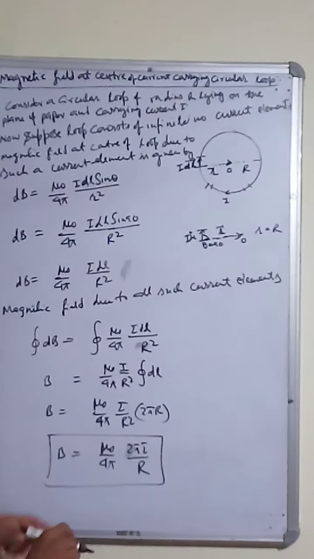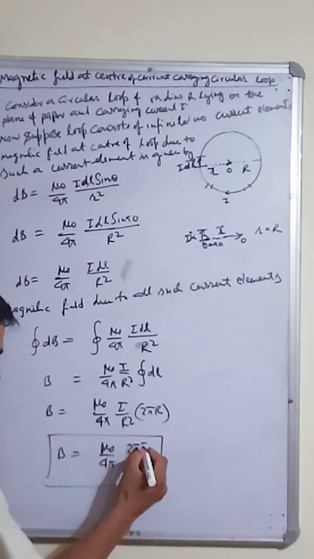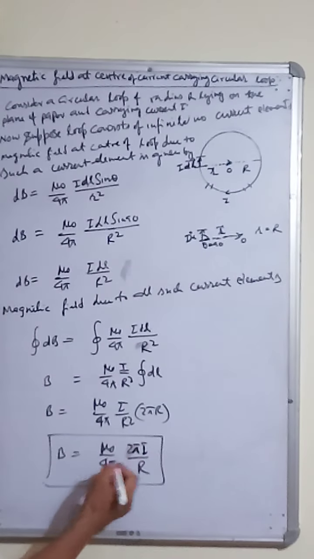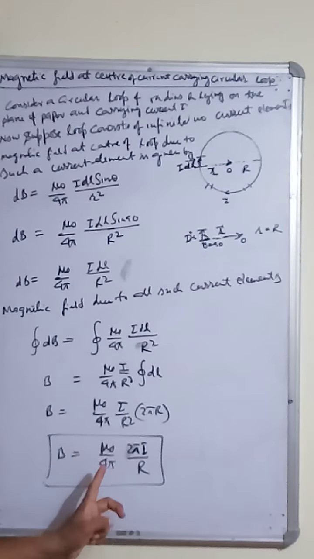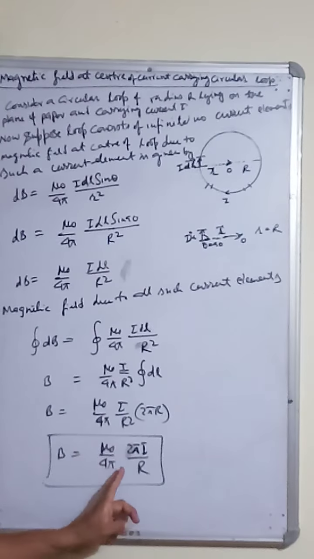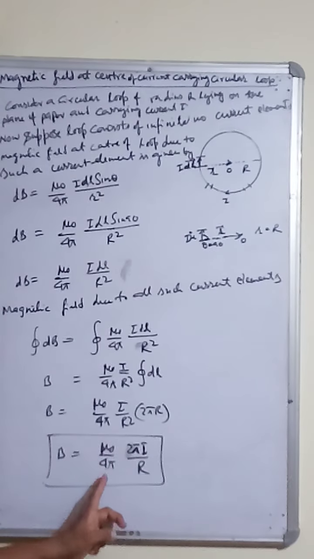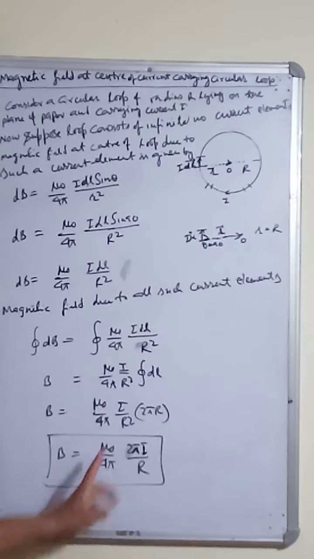Sometimes in some books or some teachers cut this pi with pi, but I do not cut it because we can then put the whole value. Its value, mu naught over 4 pi, is directly equal to 10 to the power minus 7. So we need not cut this. Okay, so this is the magnetic field due to the circular coil.